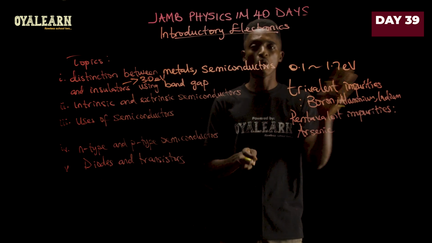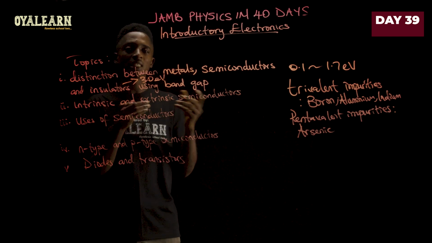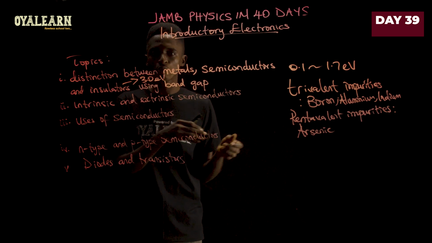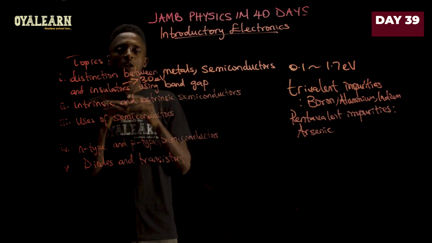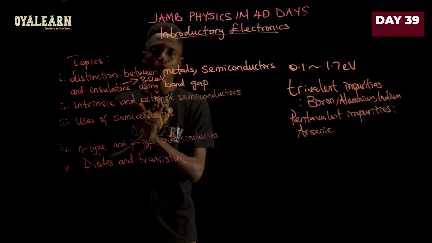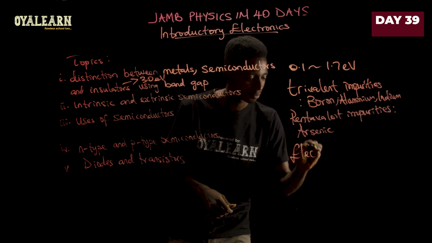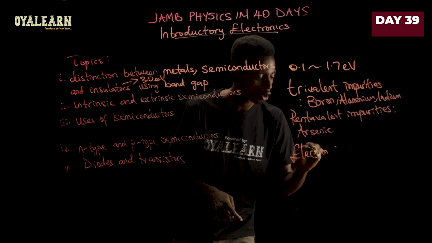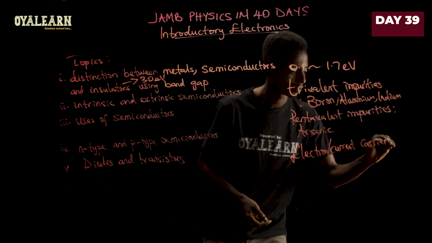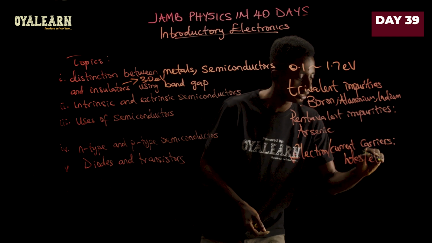Now, let me explain what we mean by this. You see, semiconductors are able to allow electricity to move through them, right? But it depends on whether it has a higher number of holes or a higher number of electrons, because conduction happens in a semiconductor either by holes or by electrons. Those are the charge carriers. So let's note that here, charge carriers, or current carriers. We have holes or electrons.